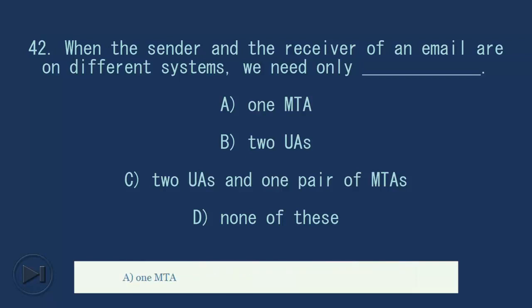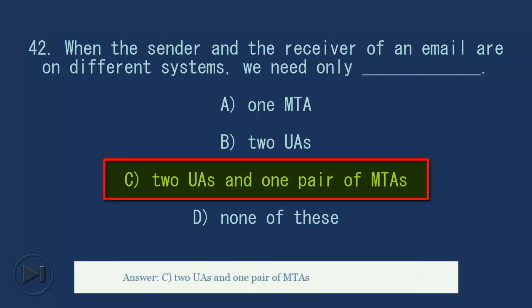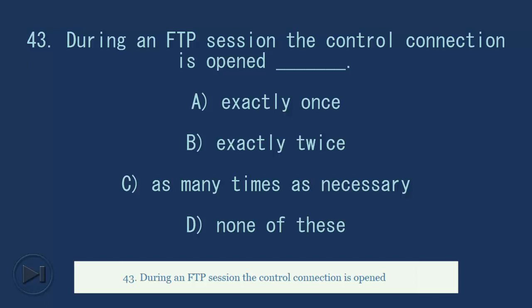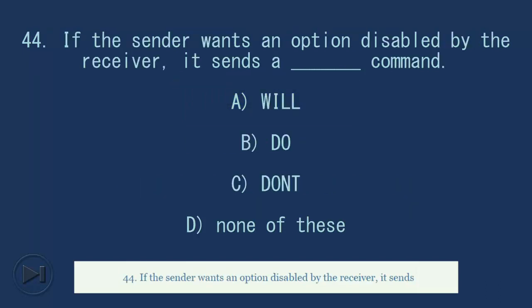blank. A. 1 MTA. B. 2 UAs. C. 2 UAs and 1 pair of MTAs. D. None of these. Answer, C. 2 UAs and 1 pair of MTAs. 43. During an FTP session, the control connection is opened blank. A. Exactly once. B. Exactly twice. C. As many times as necessary. D. None of these. Answer, A. Exactly once. 44. If the sender wants an option disabled by the receiver, it sends a blank command.